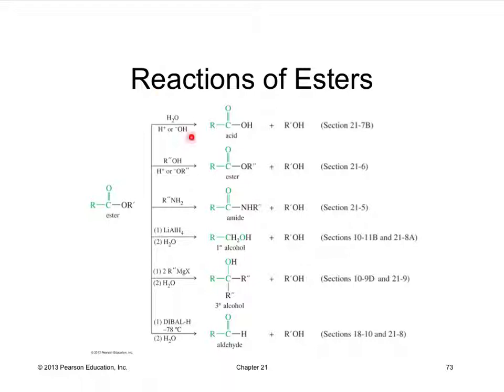Esters can react with water in the presence of acid or base, generating the carboxylic acid. Can react with alcohols in the presence of acid or base to generate the other ester. This would be a transesterification reaction. And the reaction with amines to generate amides, reaction with lithium aluminum hydride followed by water workup to primary alcohol and the other alcohol from the other side. Grignard reagents will attack two equivalents to generate your tertiary alcohol, and then DIBAL will generate the aldehyde at the end.